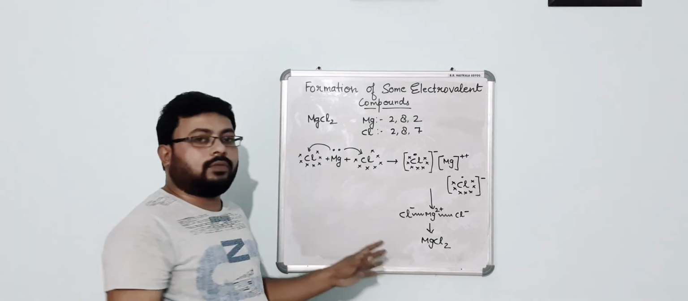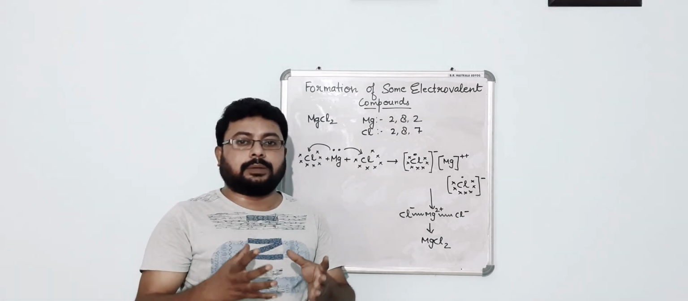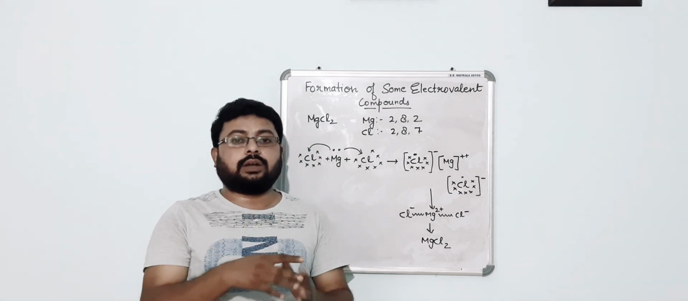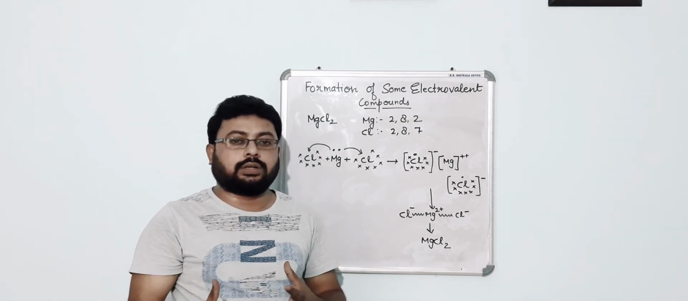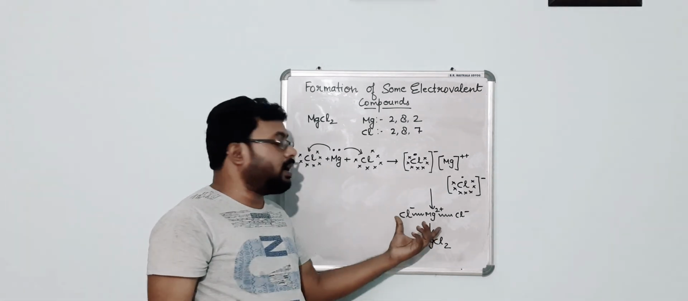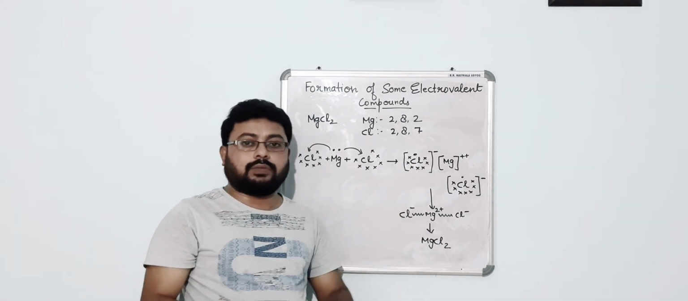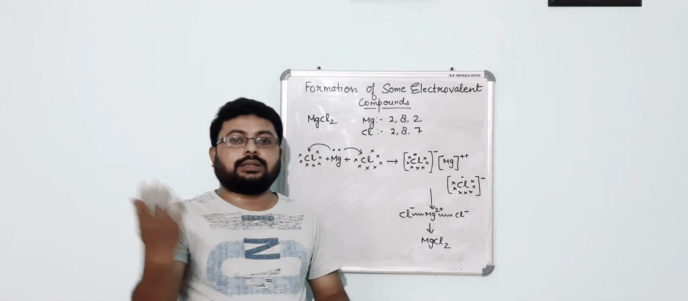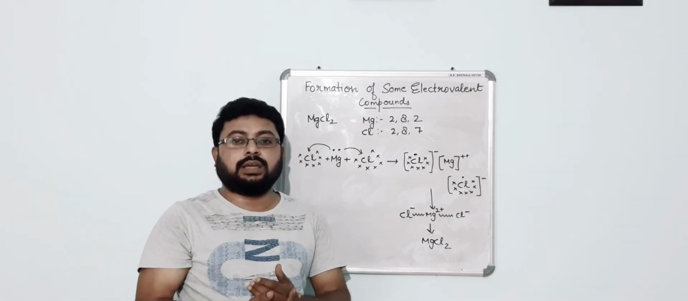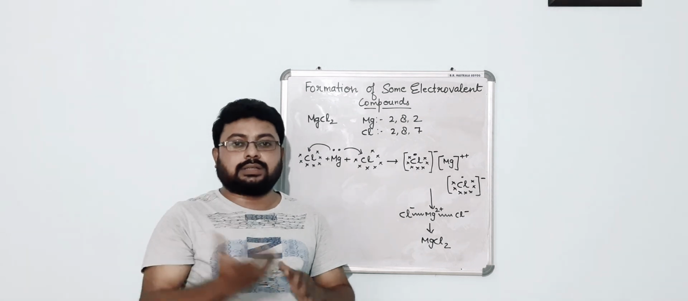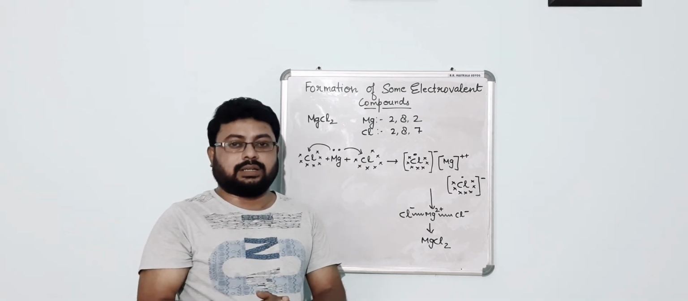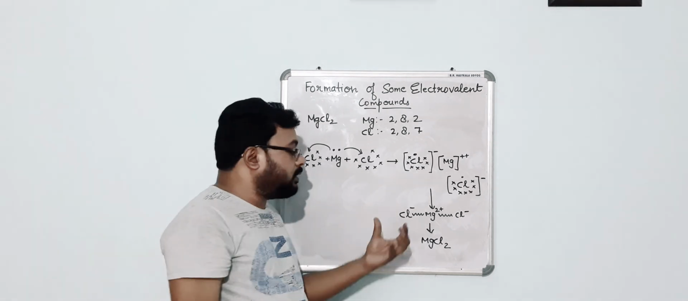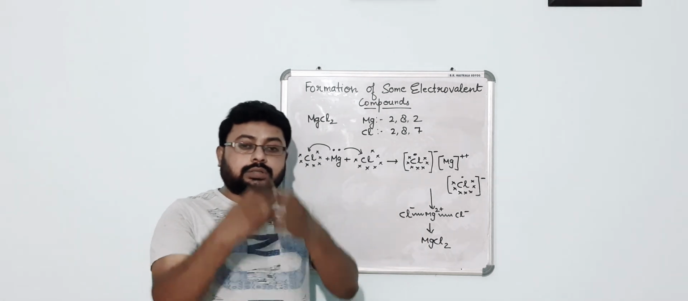And these electrovalent compounds are very good conductors of electricity in molten state or when they are dissolved in water, because they carry ions. Okay, so whenever they are dissolved in water, they just break into their ions, and you know that movement of ions, or charged particles, is basically electricity. Okay, so this way they become good conductors of electricity.